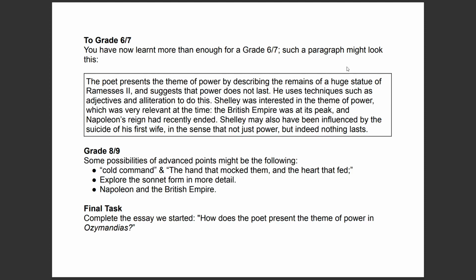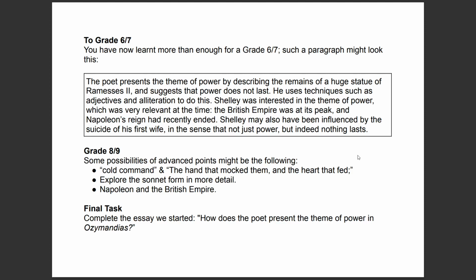Okay, so you have now learned more than enough for a grade 6 or 7, and such a paragraph might look like this. Up to here it's the same as before, and then you might add something like this. Shelley was interested in the theme of power, which was very relevant at the time. The British Empire was at its peak, and Napoleon's reign had recently ended. Shelley may also have been influenced by the suicide of his first wife, in the sense that not just power, but indeed nothing lasts. Okay, and then about 5 or 6 paragraphs like that would be more than enough to get you a grade 6 or 7.